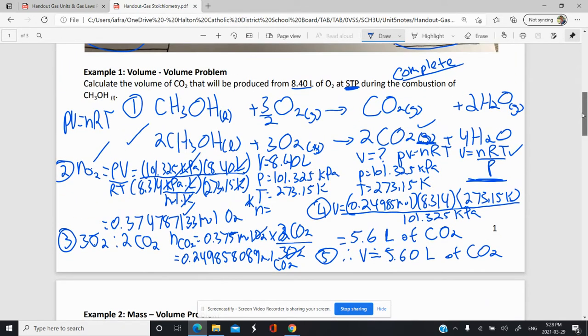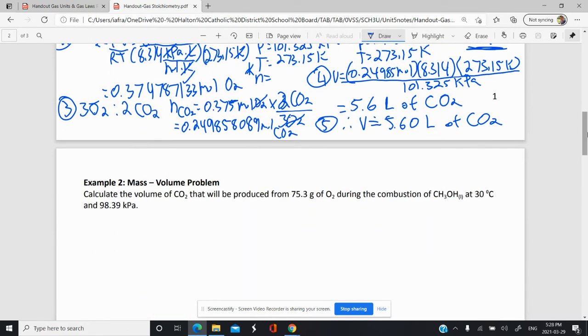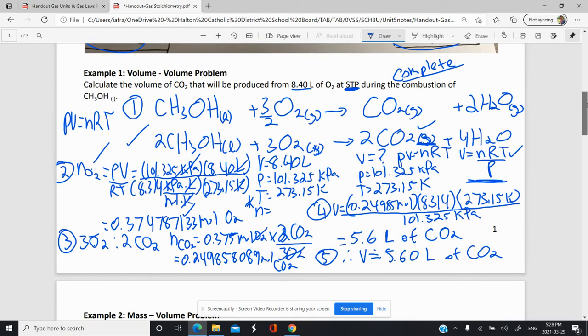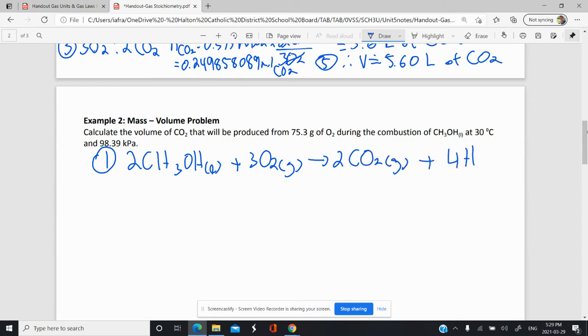And so you'll notice it's basically the same equation as in the previous example. So we'll just copy that out right away. So we have 2, 2, 3, 2, 4. Okay, so 2 of the methanol plus 3 of the O2, which is gas, produces 2 CO2, gas, plus 4 H2O. So your first step is writing out your balanced equation.